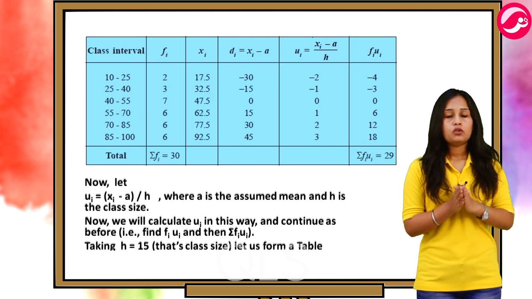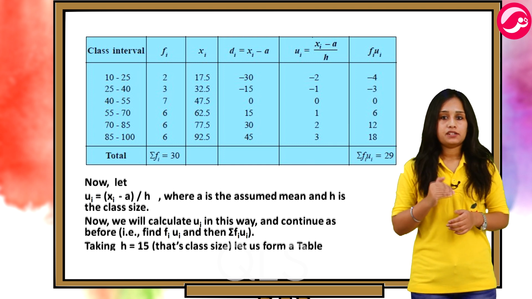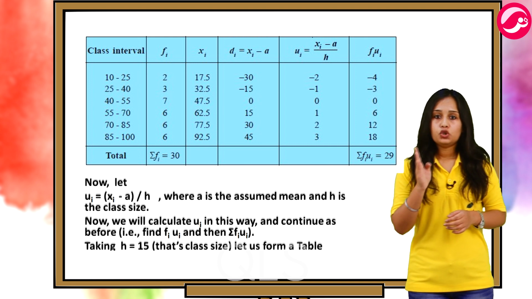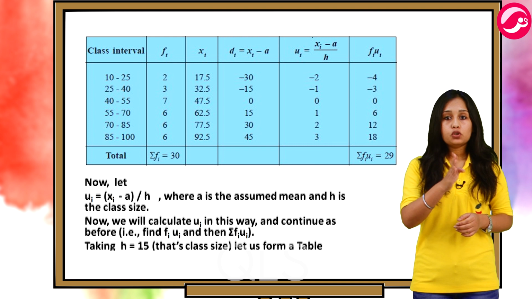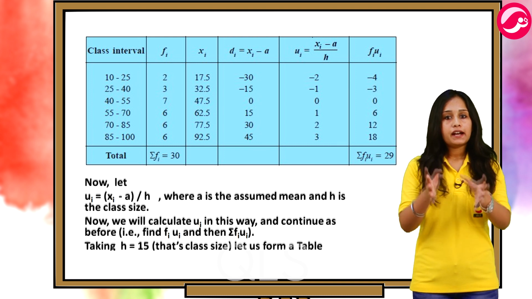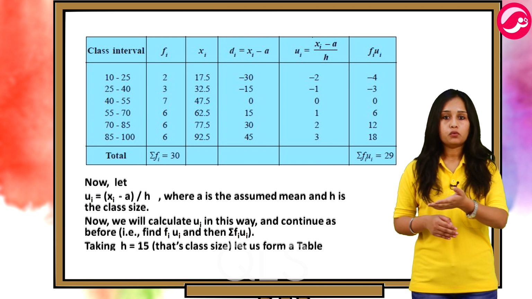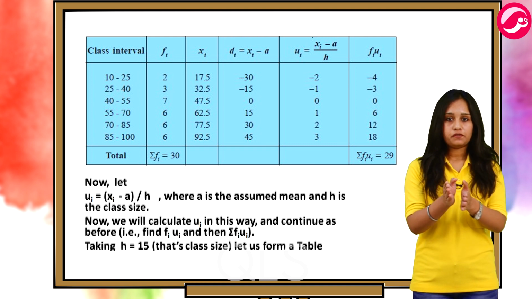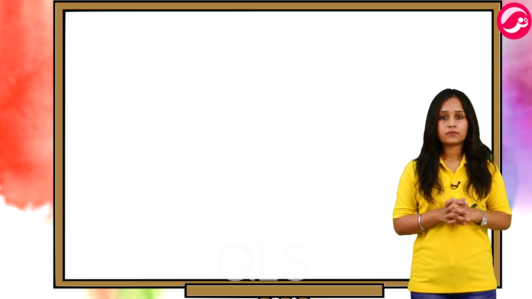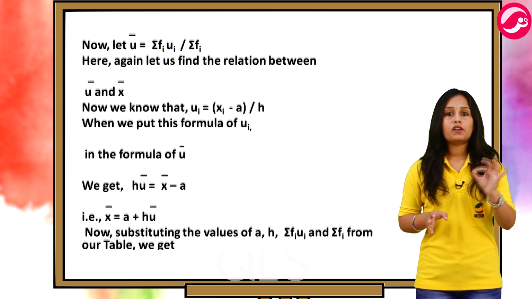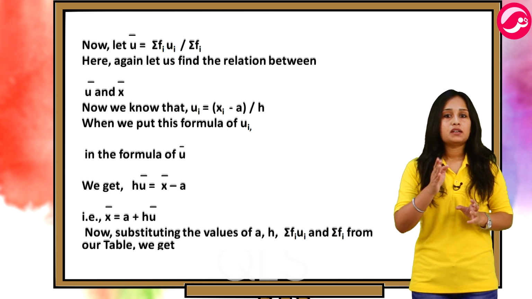Now let ui is equal to xi minus A by h, where A is the assumed mean and h is the class size. Now we will calculate ui in this way and continue as before, that is find fiui and then sigma fiui. Taking h is equal to 15, that is the class size, let us form a table. Now let u over bar be equal to sigma fiui upon sigma fi.